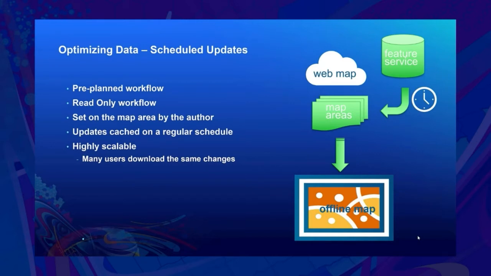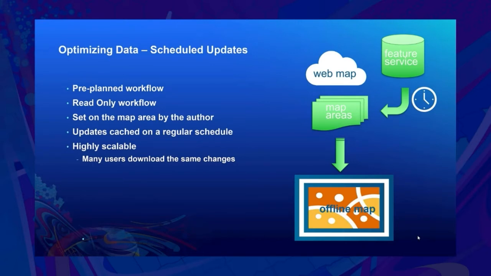And what happens on that schedule is the geodatabases that are part of these map areas in the web map will be updated with the latest changes in the feature service. So other changes that have been made by other users across the organization. But those changes that are applied are not only applied to the geodatabase, they're actually cached as small change sets, kind of delta files that just represent the changes that have happened since you last updated the database.